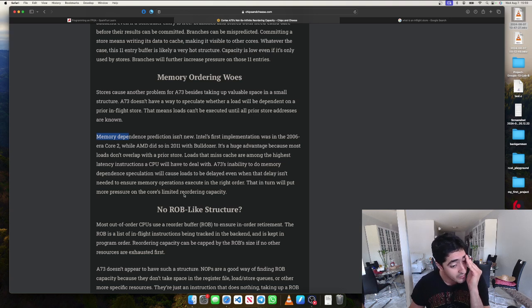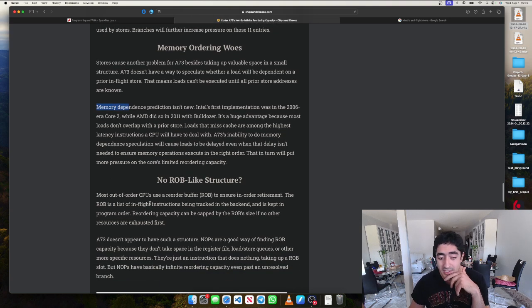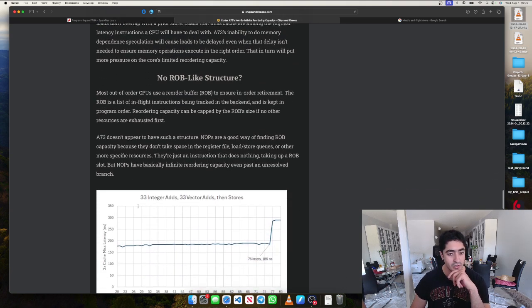Reordering buffer. Most out-of-order CPUs use a reorder buffer to ensure in-order retirement. The reorder buffer is a list of in-flight instructions being tracked in the backend and is kept in program order. Reordering capacity can be capped by the ROB's size if no other resources are exhausted first. A73 doesn't appear to have such a structure.